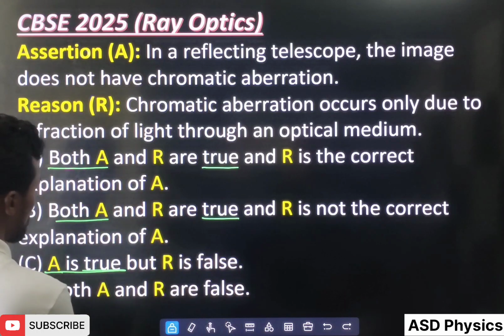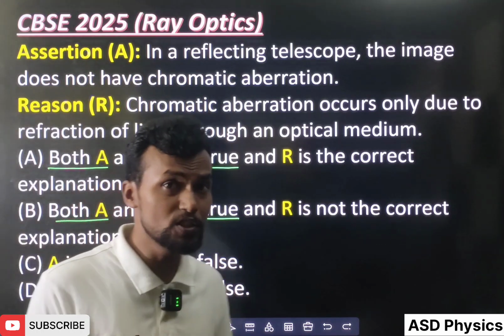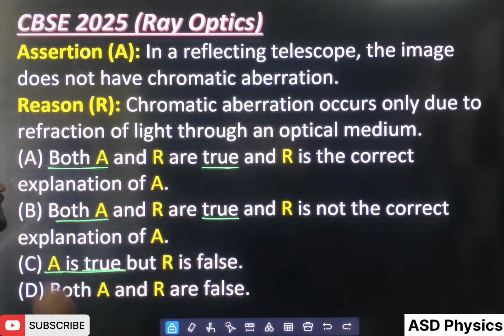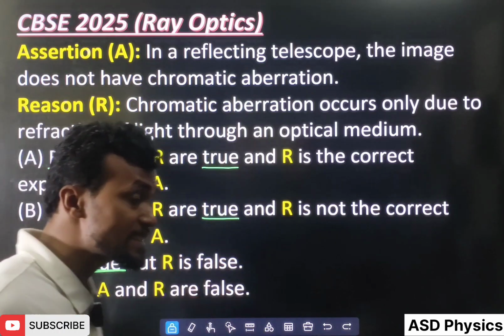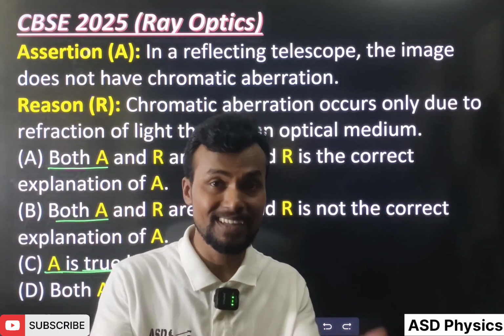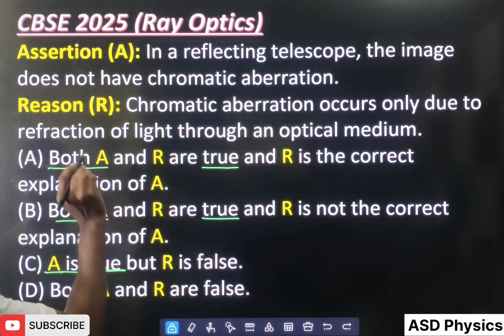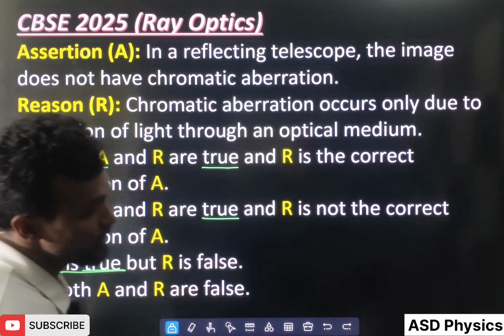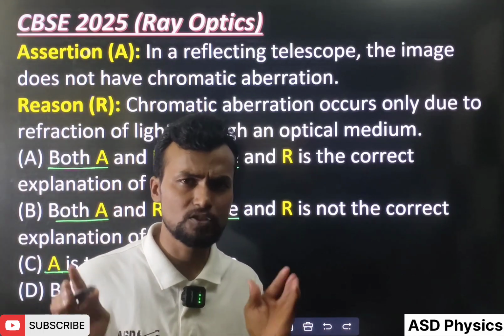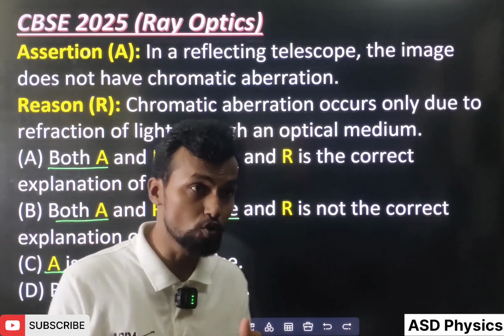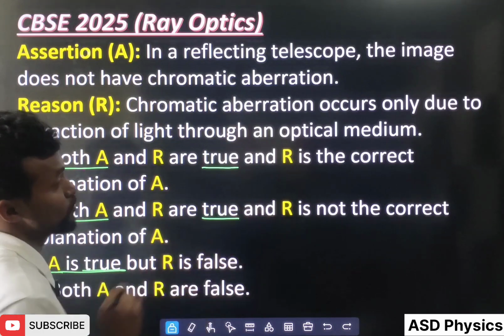But make sure, if the assertion is true, there are 3 possibilities. But if the assertion is false, then the answer becomes very easy, because these three options will cancel out and directly we can go for option D. So if the assertion is false, this question becomes very easy. But if the assertion is true, then we have to see the reason also very well.